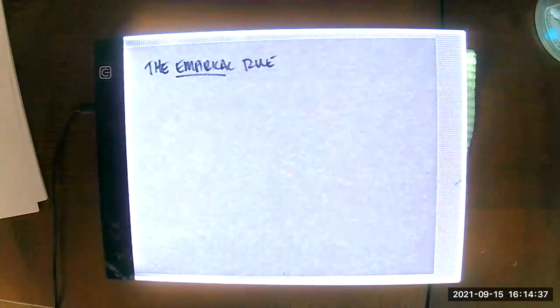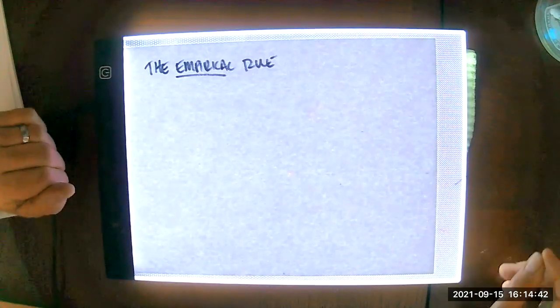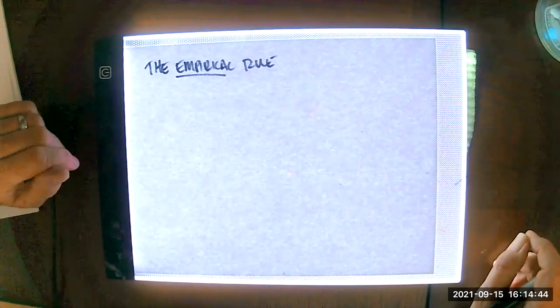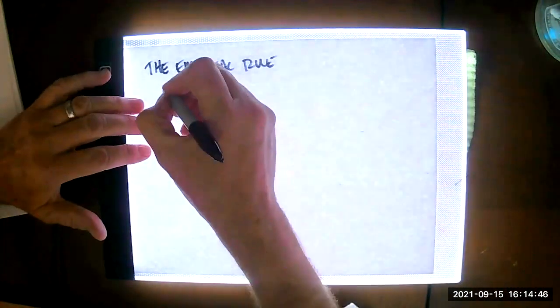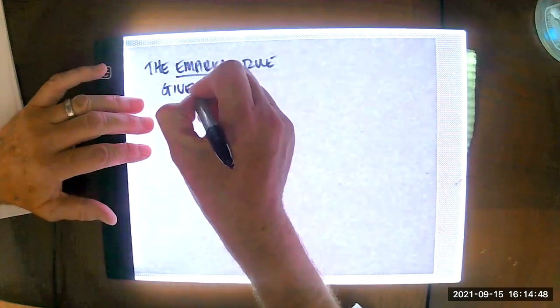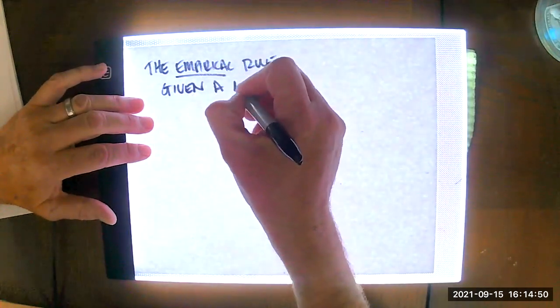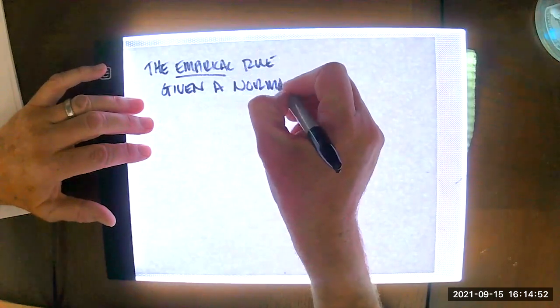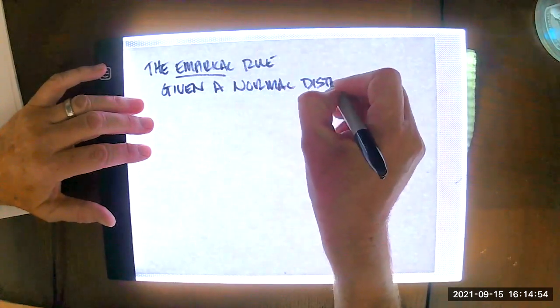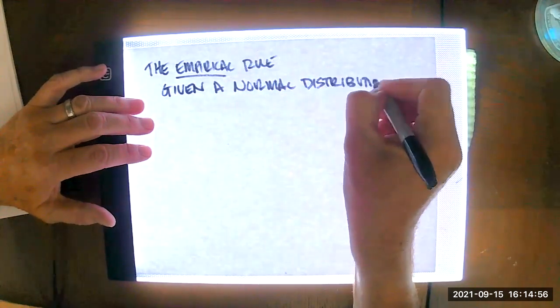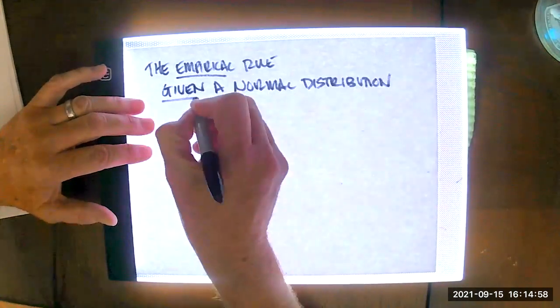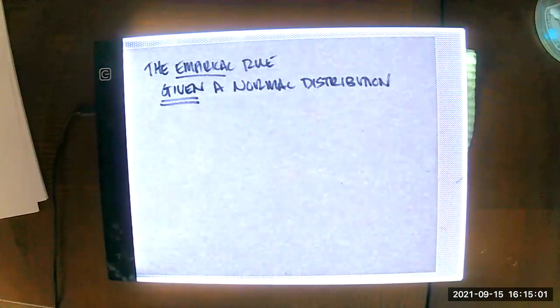The empirical rule, the rule of empires. So the empirical rule requires a certain something. We need a normal distribution. So we start with a normal distribution.